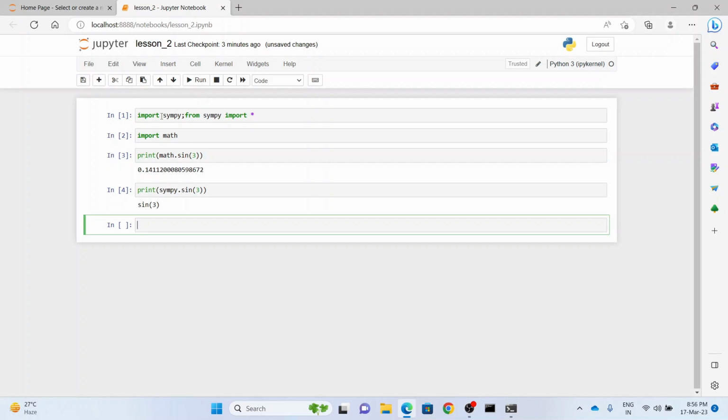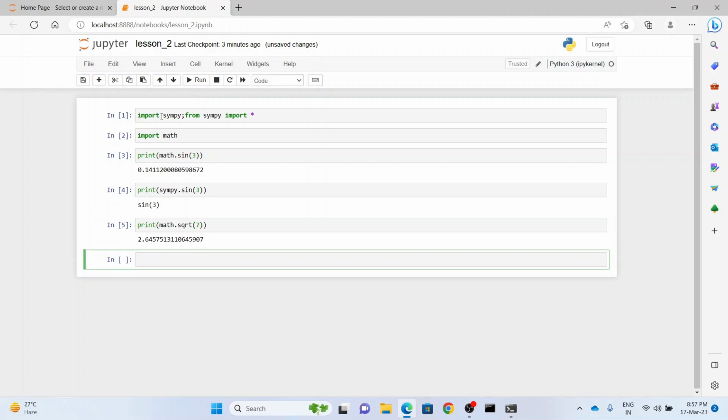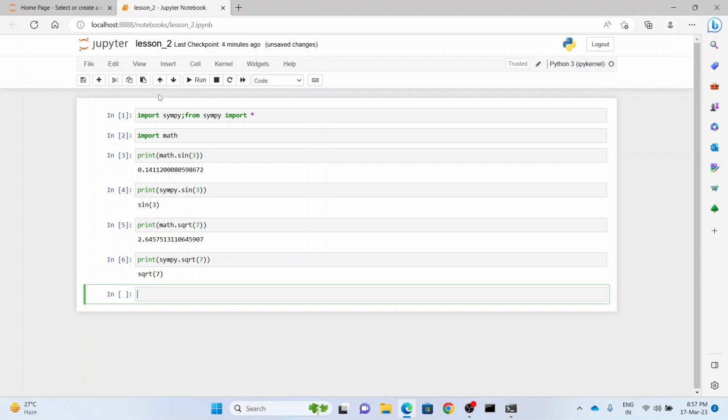Let's start now. So first, let us print math dot sqrt, that is the square root of 7, and let's see, it calculates the value of square root of 7. Now let's print once again sympy dot sqrt and 7. Now what should happen? Yes, it should symbolically represent the square root of 7.